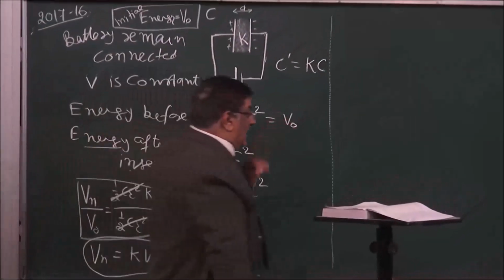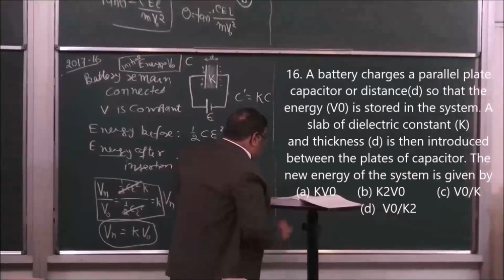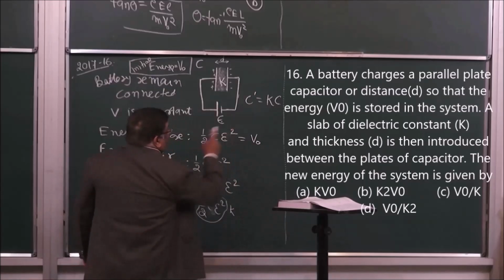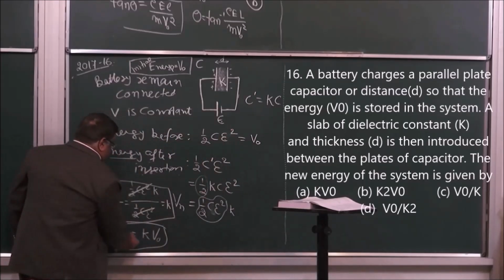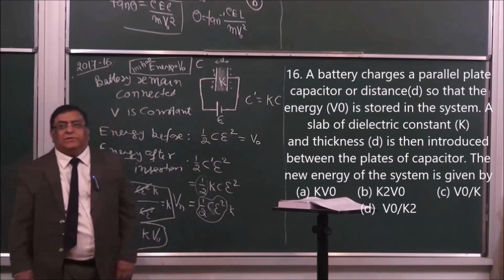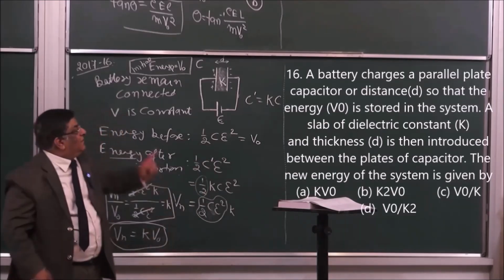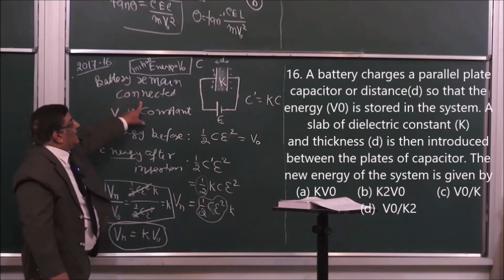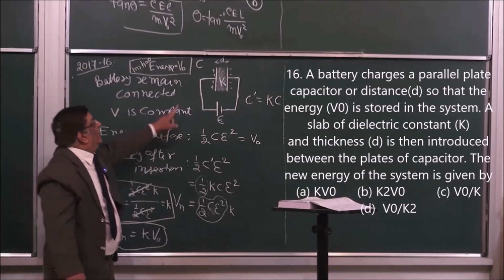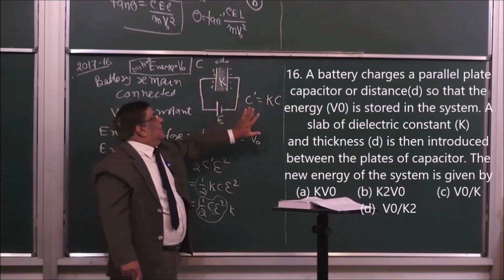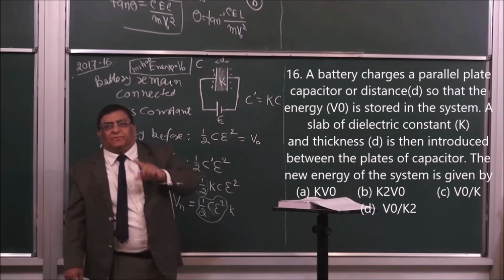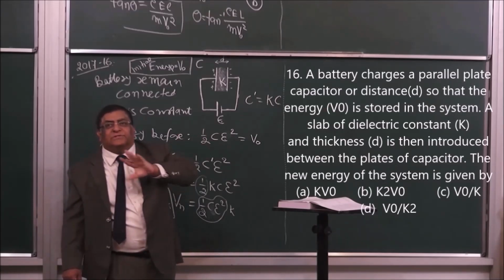So do we have an option here? The answer is yes. We have an option, and that is option number 1. Option 1 says that new energy is equal to K times original energy. So this is how we do it. Once again, remember, when the battery remains connected, V is constant, and whenever we put a slab, it is compulsory that capacitance will increase. So with this, we have seen that 2 boards have asked.